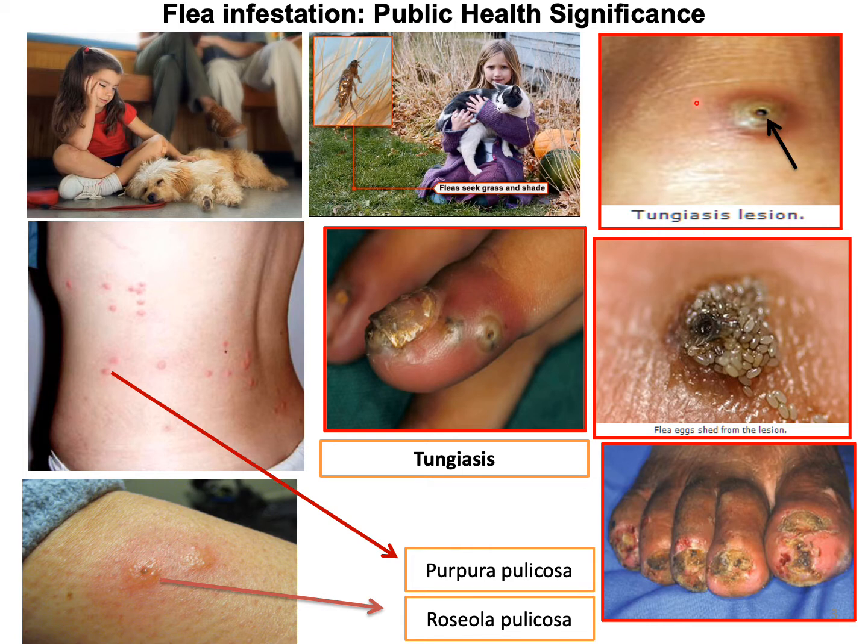And in this picture you can see tungiasis. If it is a lesion related to tungiasis, you can see a black spot in the middle. And in this picture you can see the flea releases a huge number of eggs from the affected site. In tungiasis, this sort of lesion can be seen, and it is more common in people who walk barefoot.